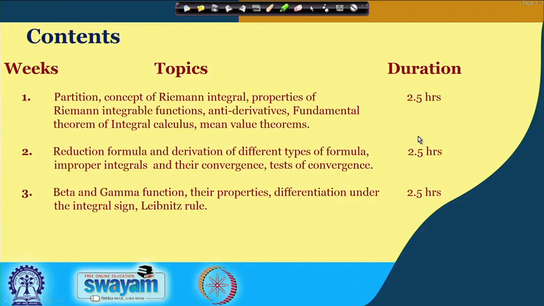To begin with, just to give you an overview of the course, I've already done that in the introductory video. So we will first start with partition and concepts of Riemann integral and properties of Riemann integrable functions and so on. So today we will start with the partition, and we will try to explain the concepts of Riemann integrable functions.